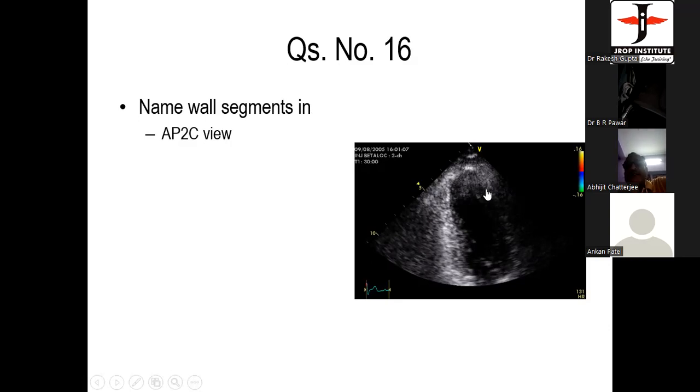Sir, can you move the cursor, please? What segment is that? Apical anterior. You are right. And what is that? Basal anterior. Basal anterior. Sir, move it further, please. Then, what structure? Inferior: basal inferior, mid inferior, and apical inferior.